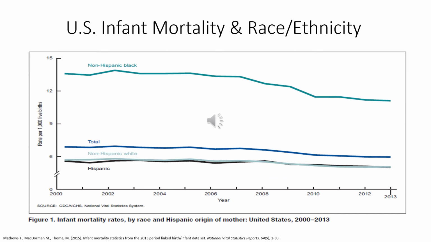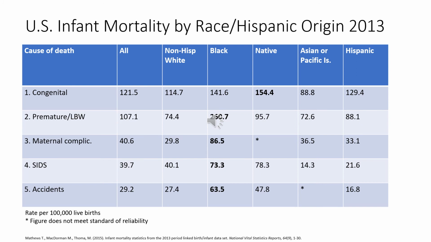So this graph also shows mortality rates associated with race and ethnicity. You can see that mortality rates in the United States are lowest for Hispanic babies and highest for non-Hispanic Black babies. Mortality rates are overall declining from 2000, but we can see some disparities associated with race. This shows us the causes of infant death for different racial or Hispanic origin categories. I've highlighted some numbers to take note that for Black babies, the leading cause of death is that they are premature or low birth weight. There can also be complications in the birth process, later SIDS or accidents. You can also see high rates of congenital birth defects for Native American babies.